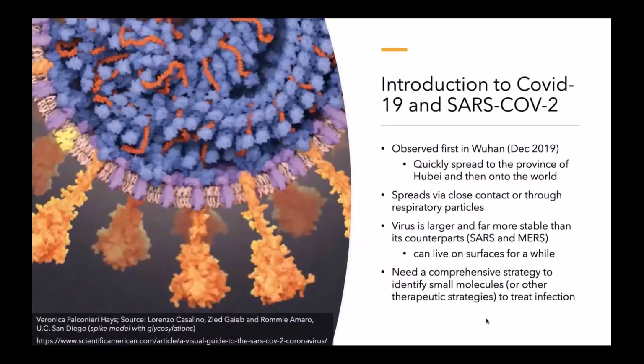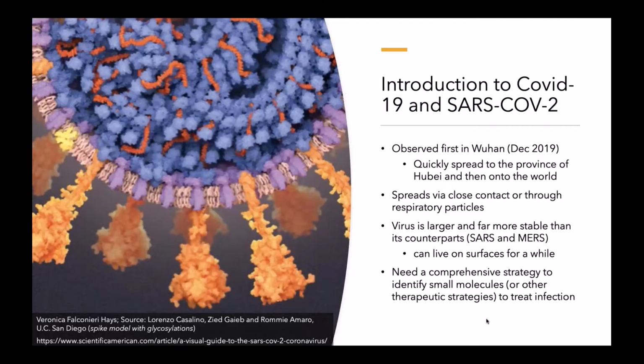So everybody has heard the story about where COVID arose. It came from Wuhan, quickly spread to other provinces, and now it's a worldwide pandemic, unfortunately. And we are having to deal with the fact that this virus is quite novel. It's larger and far more stable than its counterparts, and it can live on surfaces for a while.